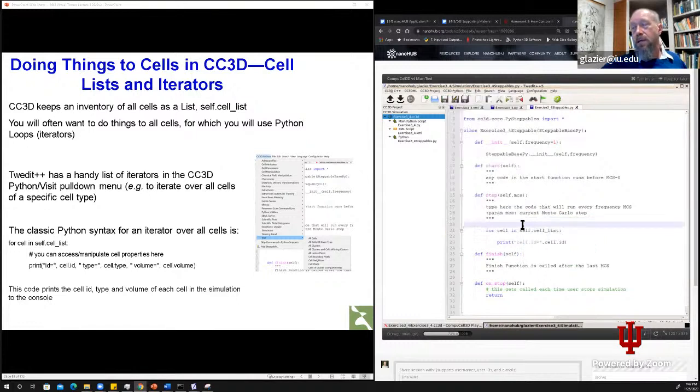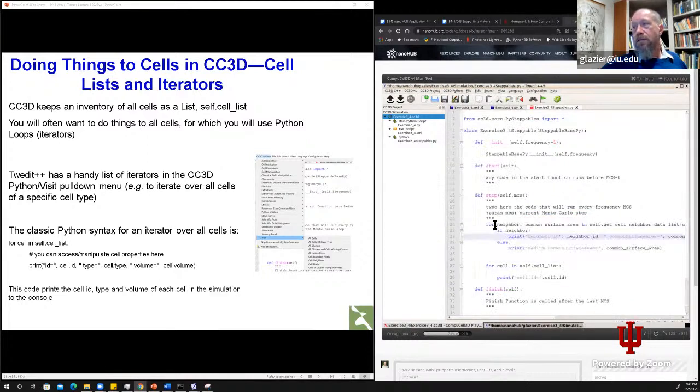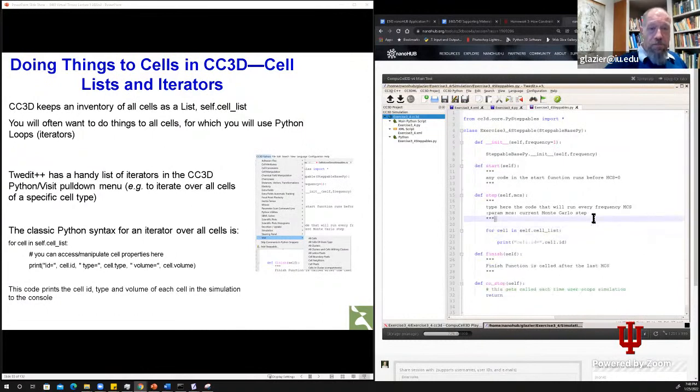And if I go into my Python, I can paste in an iterator, iterate over cell neighbors. For neighbors, this one has a slightly Pythonic syntax. It's got two things on the left-hand side of the equal sign, which is a little bit unusual. For neighbor, commonPixelArea in self.getCellNeighborDataList. We'll go over that one later. For the moment, I just want you to focus on for cell in self.cellList, which we'll use a lot. Here, I print cell ID. It'll just print me a list of all the cells I've got.